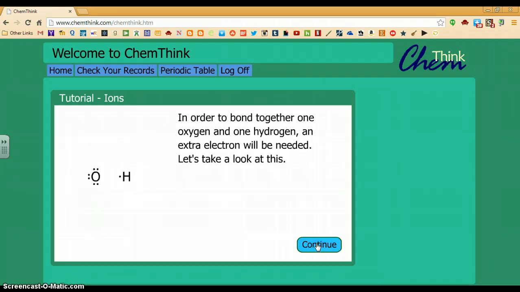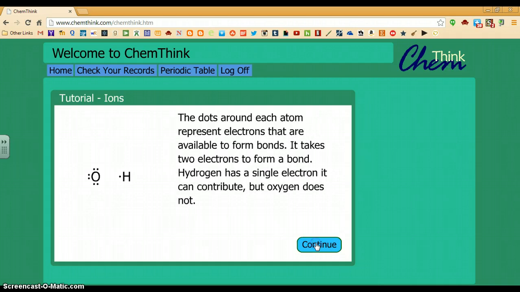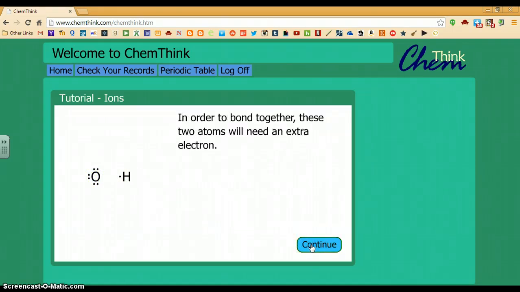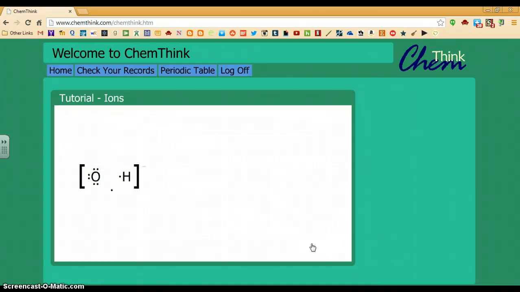So now we go into Lewis dot structure. This is kind of where that plays in. The dots around the valence electrons show how they are able to form bonds. So hydrogen has a single electron, and oxygen has 8 electrons. No, 6. So hydrogen has a single electron that's able to bond with one of these, but since oxygen has a pair full of its electrons, it can't just bond like that. In order to bond, they need another electron.